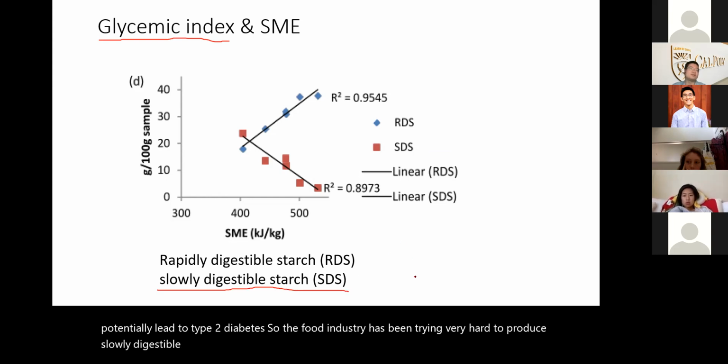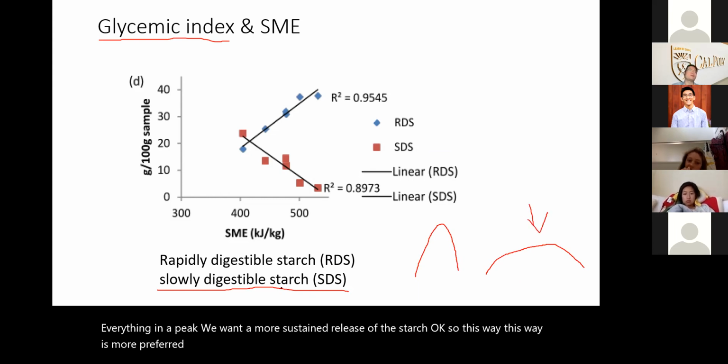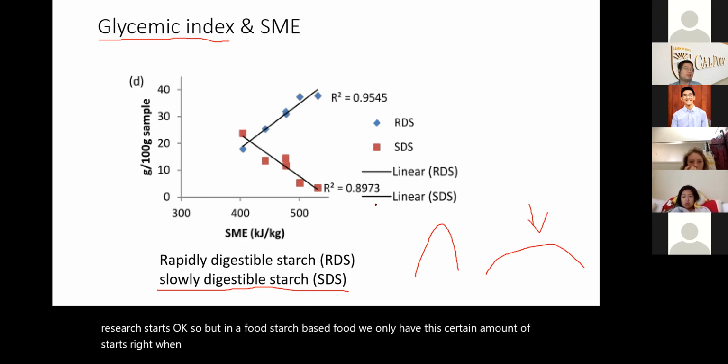So for the starch, instead of releasing everything in a peak, we want a more sustained release. This way is more preferred. In that way, we want to create a more slowly digestible starch. But in a starch-based food, we only have a certain amount of starch, right? When we increase the slowly digestible starch, we will be reducing the rapidly digestible starch.